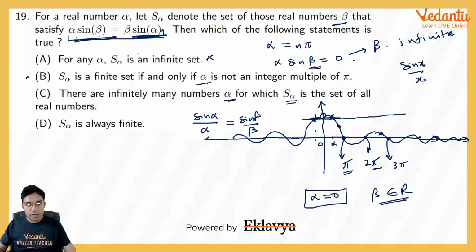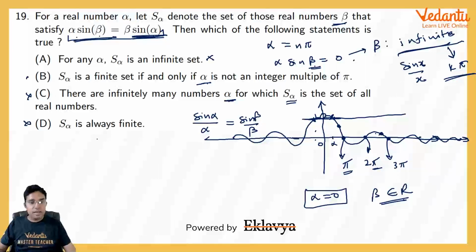I have proved that when alpha is other than 0 and is an integer multiple of pi, then beta will have infinite values, but they will all be k times pi. So they are not all real numbers. So C is wrong. Now, S alpha is always finite is also wrong, because we have seen S alpha can be an infinite set: once when alpha is a nonzero integer multiple of pi, and also when alpha equals 0, because then this becomes the entire real numbers. So the answer for this is definitely B.